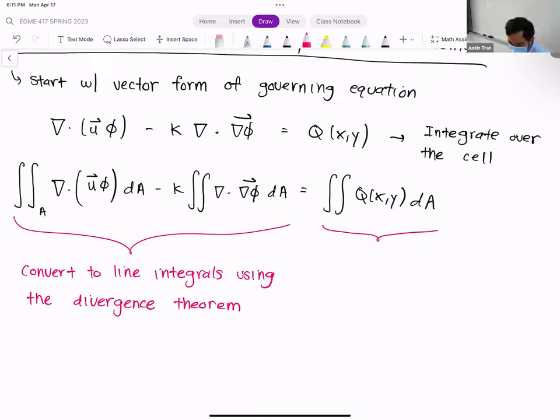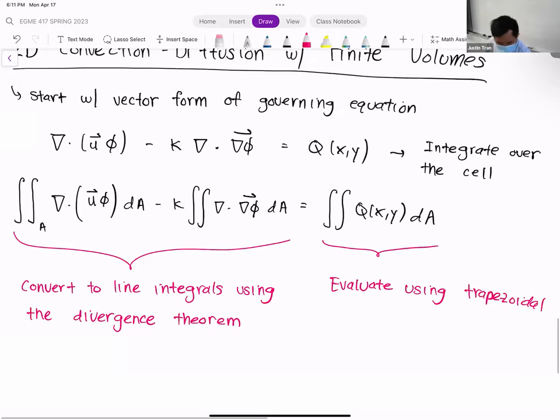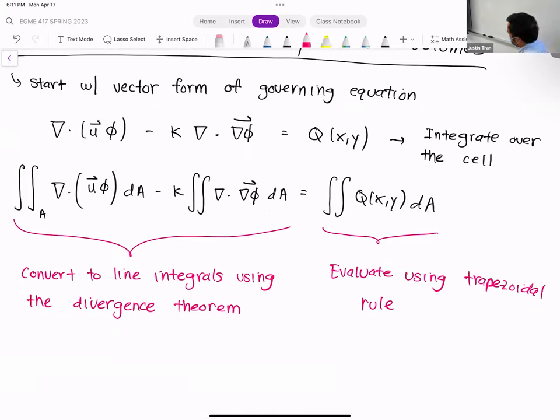For the source term integral, we're going to do what we usually do and evaluate it using the trapezoidal rule. You may be wondering, why don't we just apply the trapezoidal rule to the integrals on the left? Trapezoidal rule is pretty easy. The reason is that on the left we have all these derivative terms, so it becomes a lot more difficult. We don't even have the solution phi yet, so we need to convert those integrals, but we can't evaluate them yet. We can apply the trapezoidal rule on the right because we already know what the source term looks like, and so evaluating that is very easy.